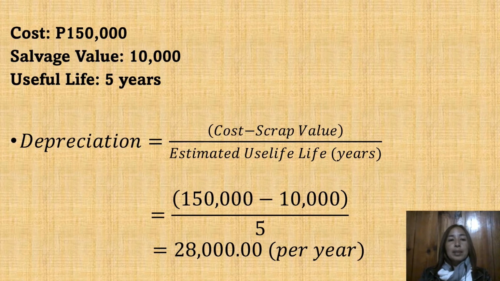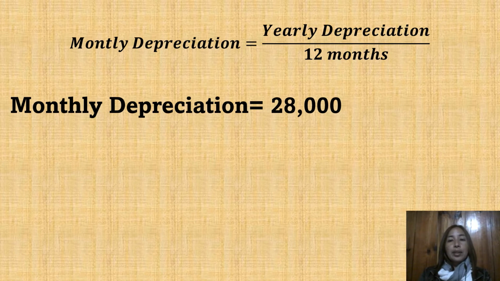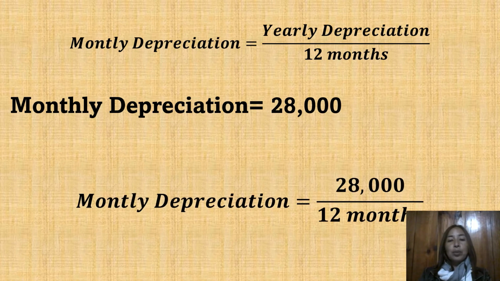So kapag meron tayong 28,000 per year, ang sabi sa problem, monthly. So all we have to do is the depreciation expense for every month or monthly depreciation. Of course, the yearly depreciation, divide it by 12 months para makuha natin yung monthly. So meron tayong 28,000 divided by 12 months is 2,333.33. So yan na yung monthly depreciation natin. Sorry, wrong spelling. Monthly ka, no?